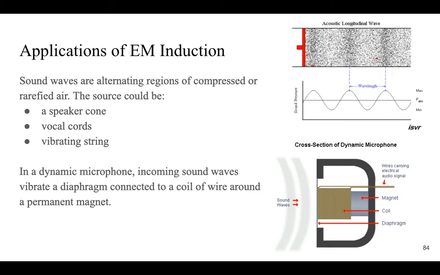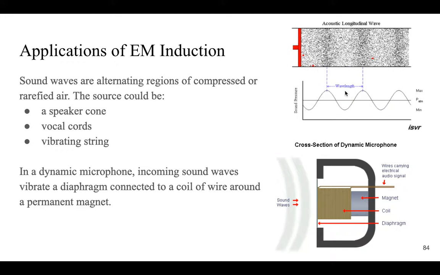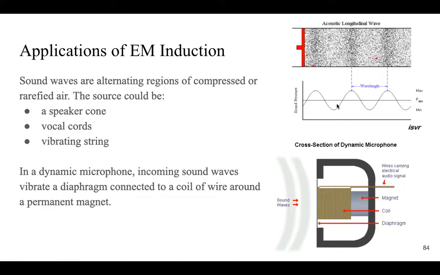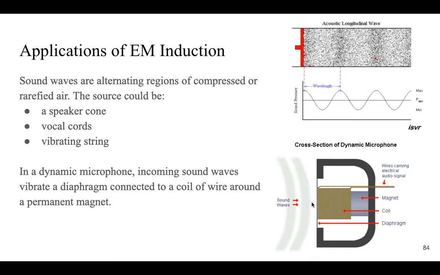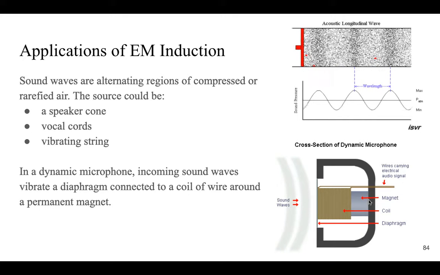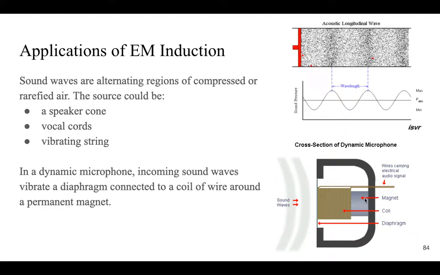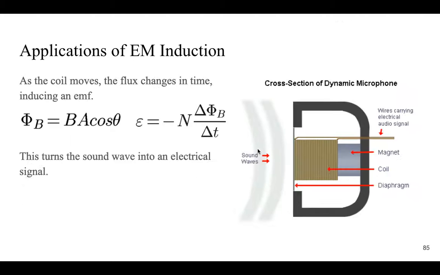So how does a dynamic microphone work? In a dynamic microphone, these incoming waves of compressed and rarefied air are going to shake a little diaphragm, a little sensitive thing, and this diaphragm is connected to a coil, and this coil is around a permanent magnet. So as the airwaves come in and shake this diaphragm, it's going to move the coil back and forth around the magnet, so you've got a changing magnetic flux. If you have a changing magnetic flux, that's going to induce an EMF. It's going to induce a voltage. So we have turned the vibrating air into an electrical signal. And then you can amplify the signal and do all kinds of things with it.